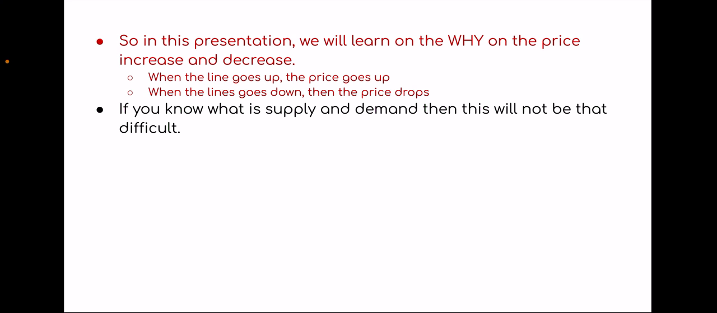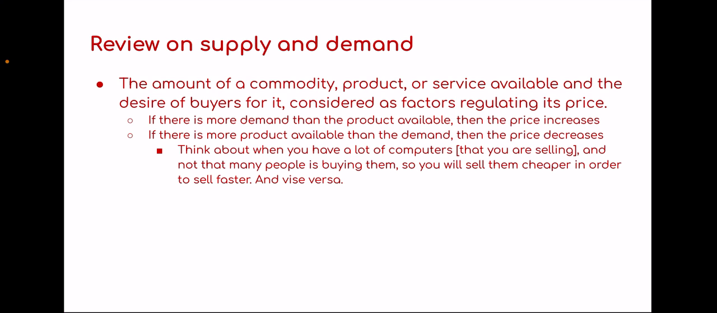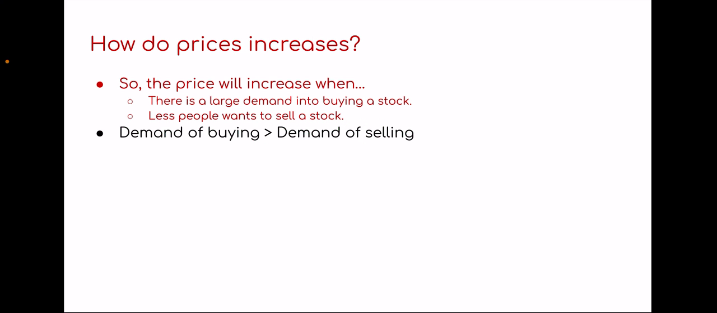So, if you know what supply and demand is, then this will not be that hard for you. Let's do a bit of review on supply and demand. Supply and demand is the amount of product or service available and the desires of buyers for it, which are the factors regulating the price. In general, if there is more demand than the product available, then the price increases. If there is more product available than the demand, then the price decreases. Think about when you have a lot of computers, for example, that you are selling, and not that many people are buying them. Of course you have to make them cheaper in order to sell faster, and vice versa. When you have that many computers and many people want to buy them, you have to increase the price.